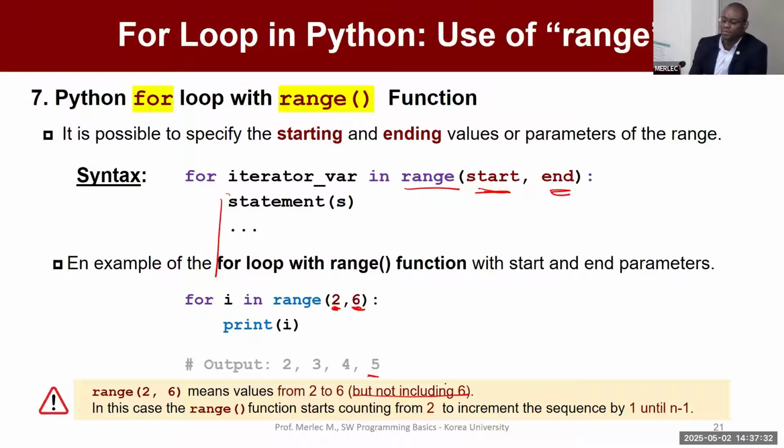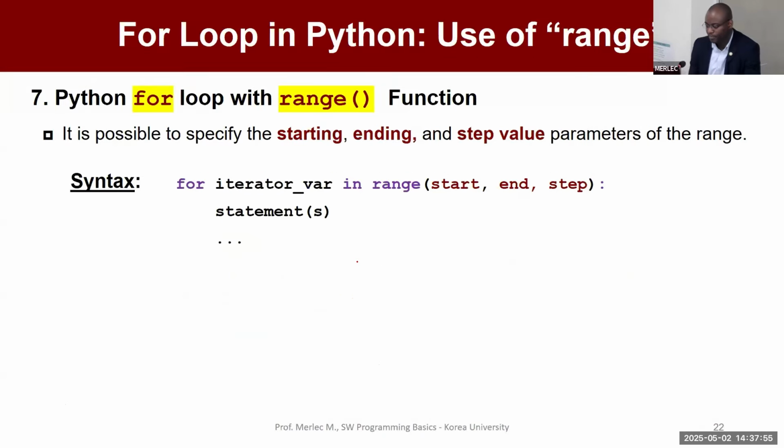If you want to count from 2 to 6, plus 1, you should put 7 here. Then it will be 2, 3, 4, 5, 6. So 6 also will be included. Be aware of this setting. The way you set the end will determine how the result will be provided by the loop.